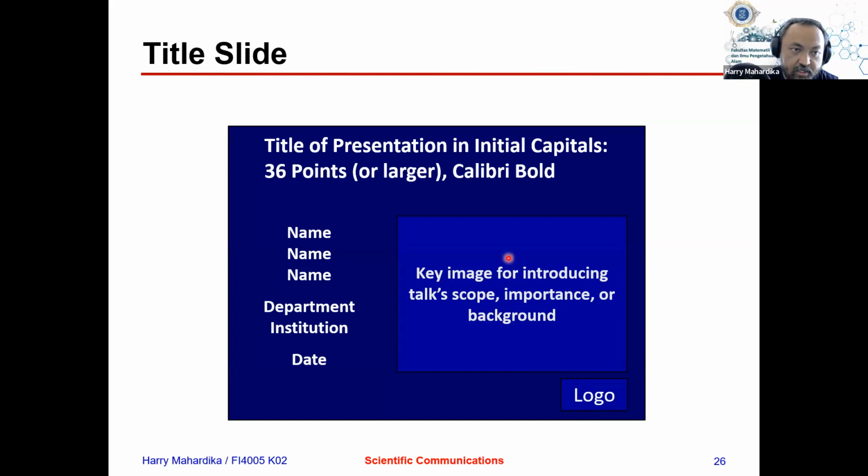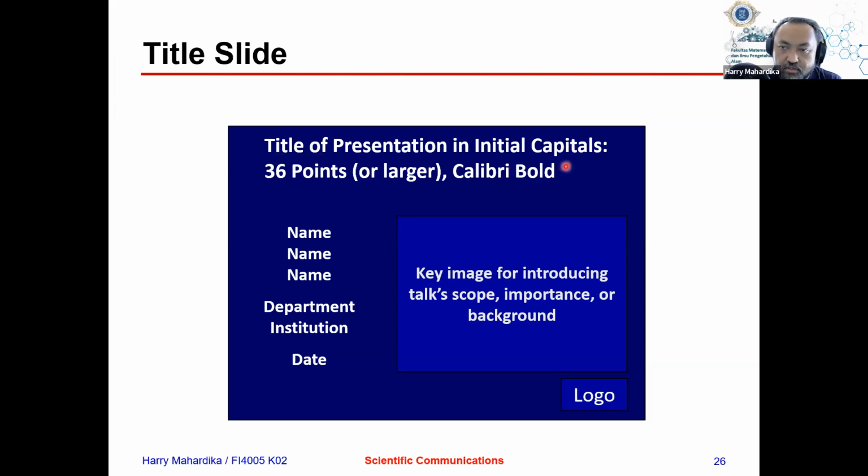Okay, here is the common style that we have in scientific meetings. Here is the title of the presentation in initial capitals. The recommendation is to use 36 point or larger, bold, and then here are the keywords. Oh, sorry, these are the title slides, just like the first slide where you want to introduce yourself. This is one alternative that you can use.